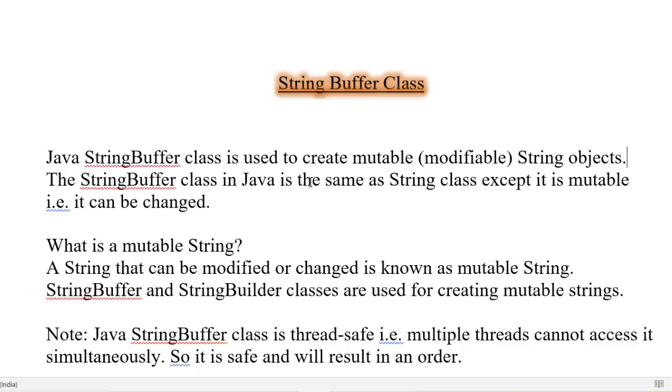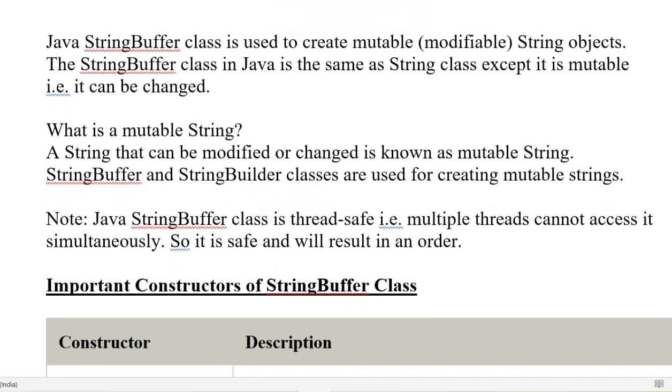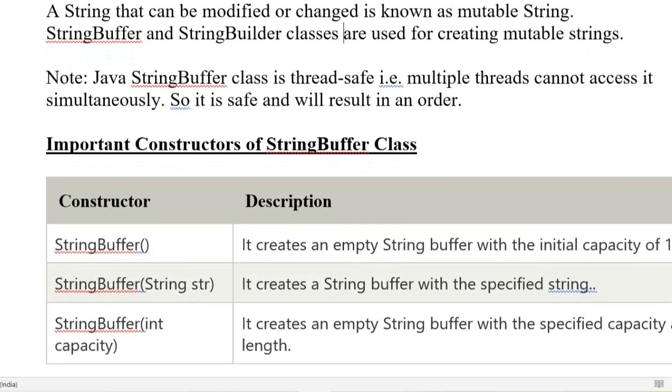StringBuffer class in Java is the same as the String class, except it is mutable, meaning it can be changed. What is a mutable string? A string that can be modified or changed is known as a mutable string. StringBuffer and StringBuilder are classes used for creating mutable strings. These are the two different classes, StringBuffer and StringBuilder.